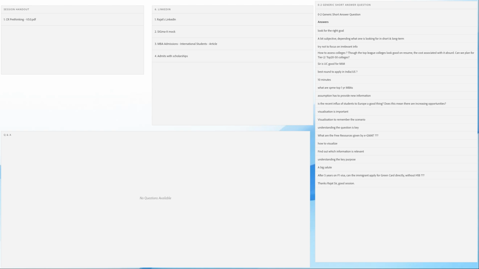How do you assess colleges? The top league colleges look good on a resume, but the cost associated is absurd. First of all, yes, the cost is absurd. However, you have a ton of scholarships if you get a good GMAT score. I don't expect most people to pay the full sticker price. e-GMAT has about $30 to $40 million worth of scholarships every year.